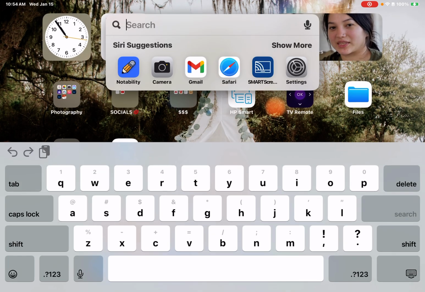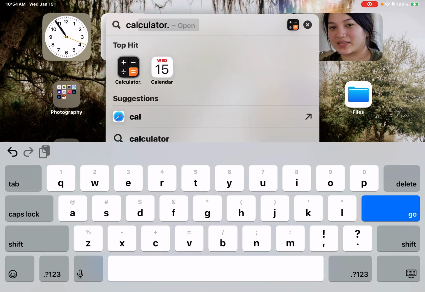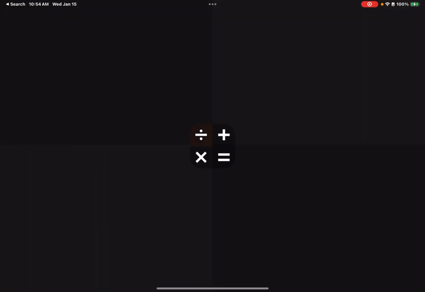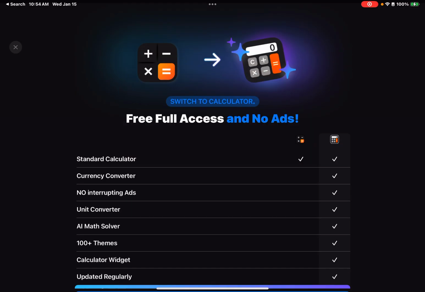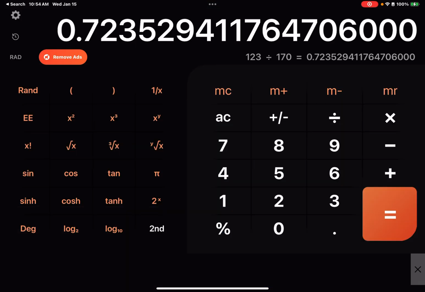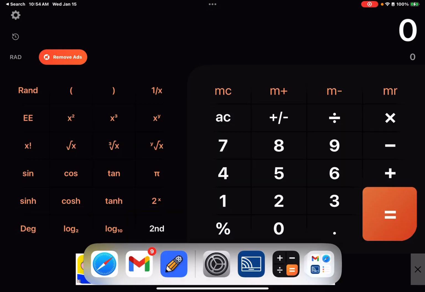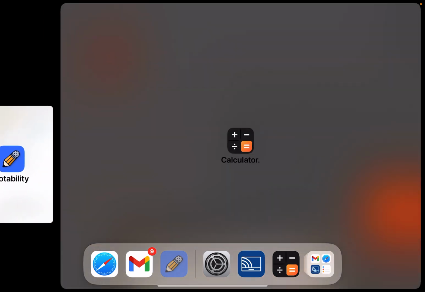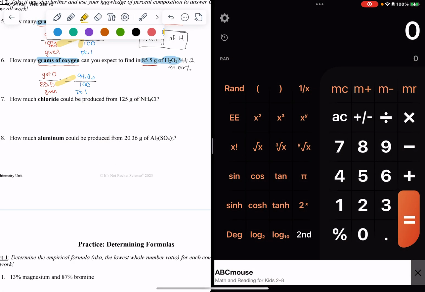Let me find the calculator first. Calculator. Boom. Let it load. Give it a second. No, I don't want an ad. Let's clear everything out. Okay, let's pull up a double screen here so y'all can see what we're doing.